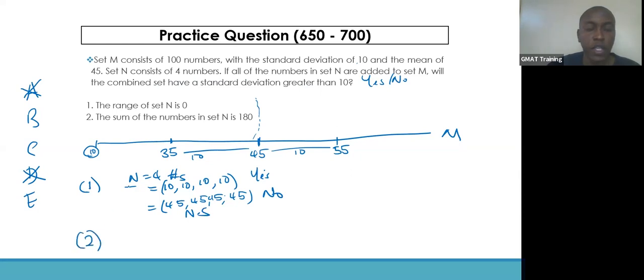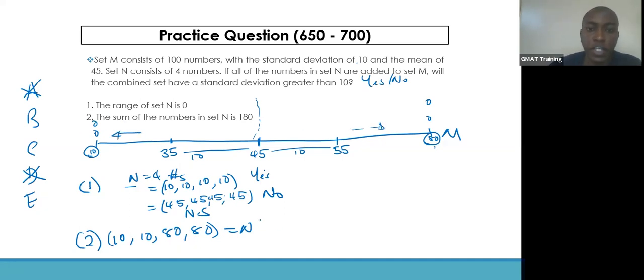Let's move on to statement 2. The sum of the numbers in set N is 180. Interesting. So we can have 2 options here. Let's think of them as very small values and big values. You can have 10 plus 10, that's 20, and 180 minus 20 is 160. You can have 80 and 80, right? So the values of N are 10, 10, 80, 80: two 10s and two 80s. If you add these, the standard deviation is increased.